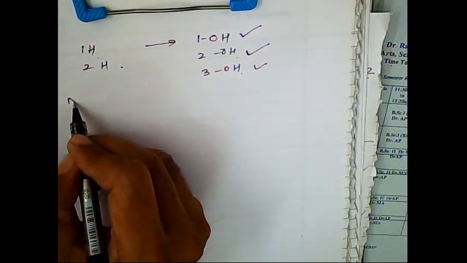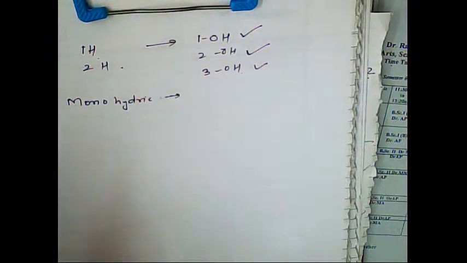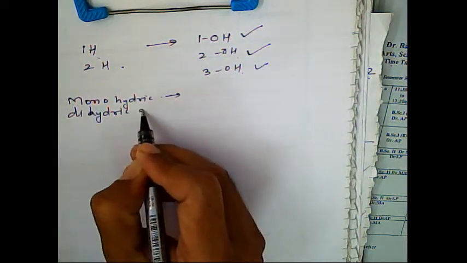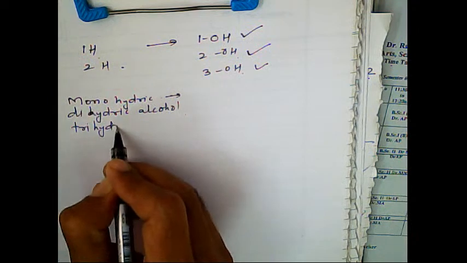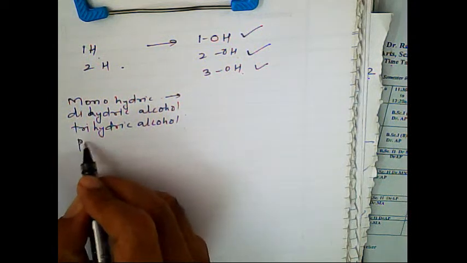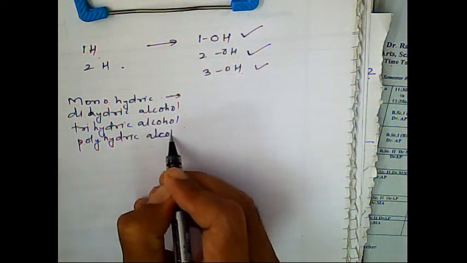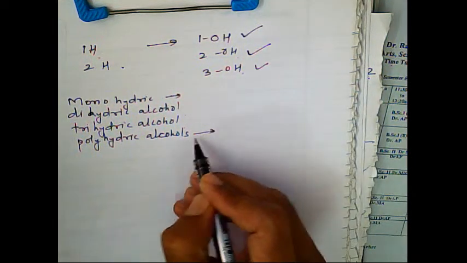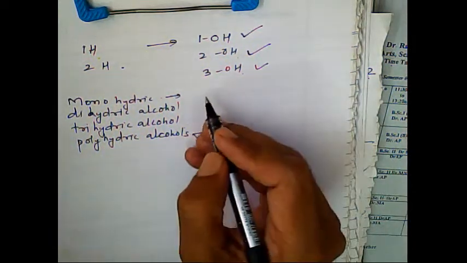They are classified as monohydric alcohol, dihydric alcohol, trihydric alcohol, and polyhydric alcohol. We will see them one by one. Polyhydric alcohols are further divided into different types, so one by one we will explain it.